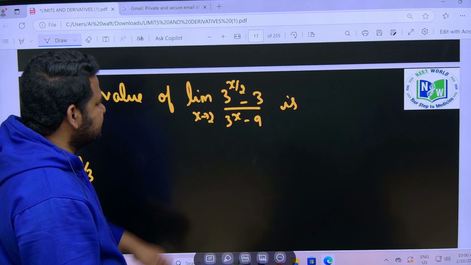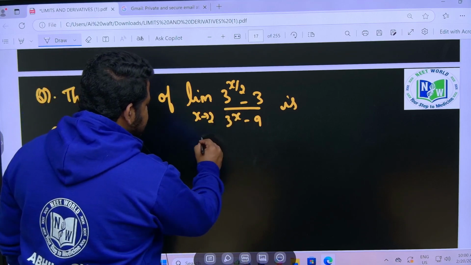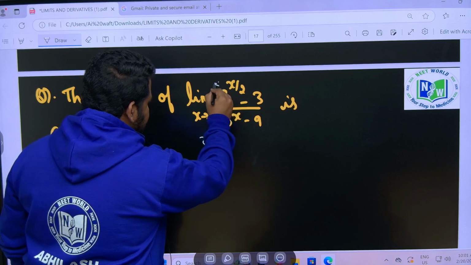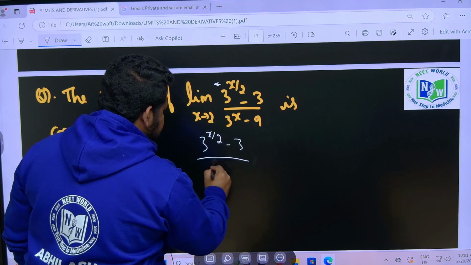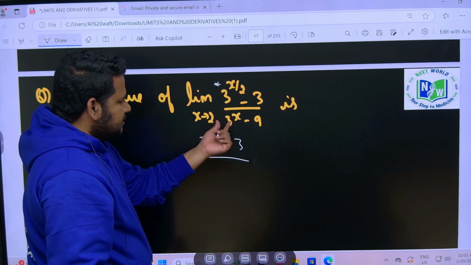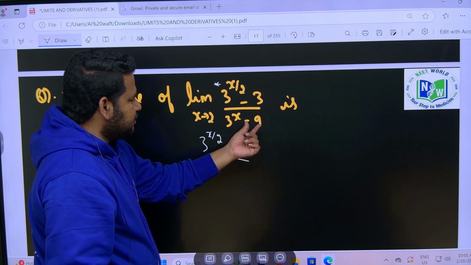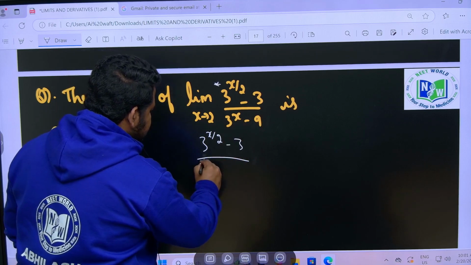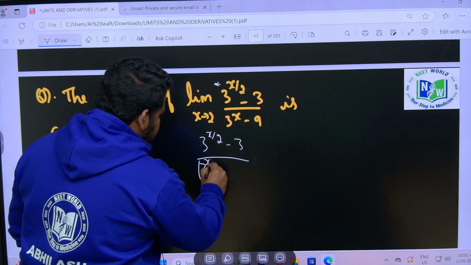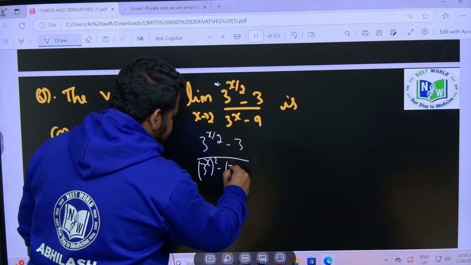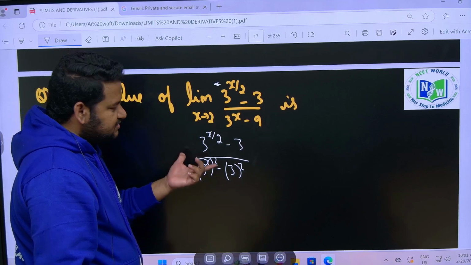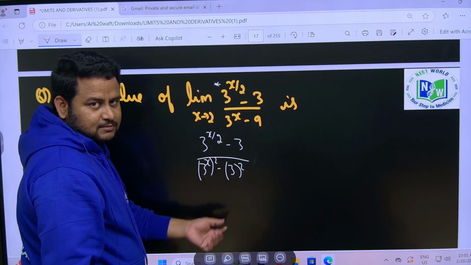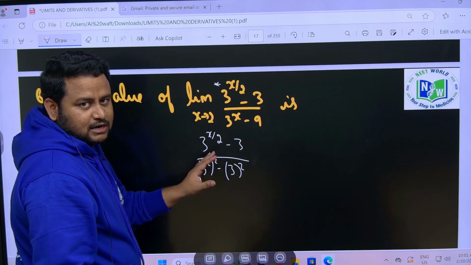So if I factorize this, I'll take only this value, 3^x minus 9. This is a square minus b square, because 9 is 3 square. So I can write it as (3^(x/2)) square minus 3 square. So a square minus b square is (a plus b) into (a minus b). Since this is the initial class, I am writing the steps, but in the upcoming classes I will not write the steps. You have to understand.